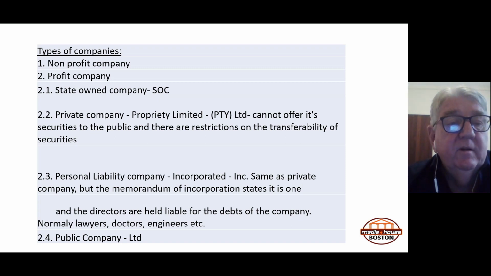Then we have state-owned companies, SOCs. Okay, that is SAA, Eskom, etc. These are state-owned companies. Under profit companies, state-owned company, we've got private company, and it will say PTY Limited, Proprietary Limited. And that's a private company, cannot offer its securities to the public, and there are restrictions on the transferability of the securities. That means they cannot offer their shares to the public.